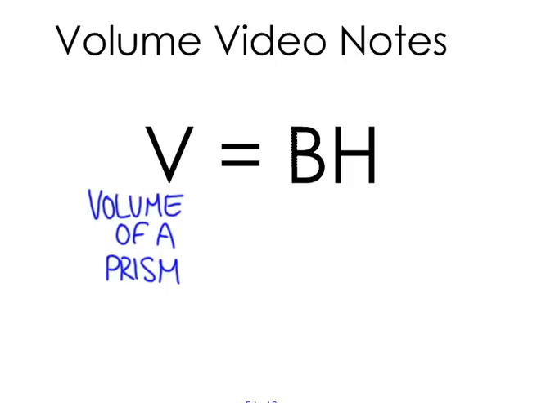And then for our two capital letters B and H, capital B represents area of the base. That's different from lowercase b, which is just a side length. And capital H represents height of the prism. So we'll go ahead and add that in as well.